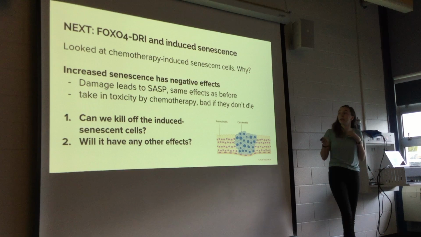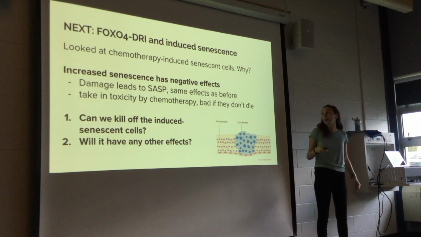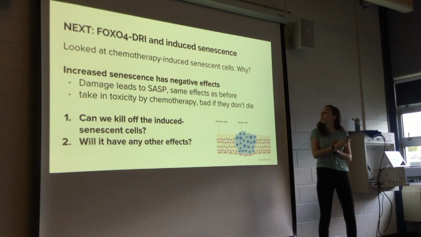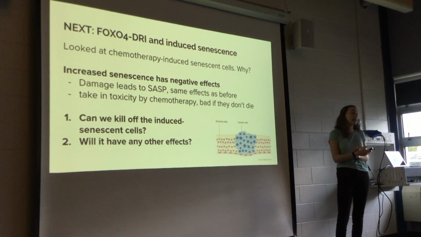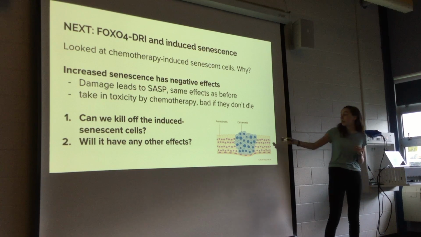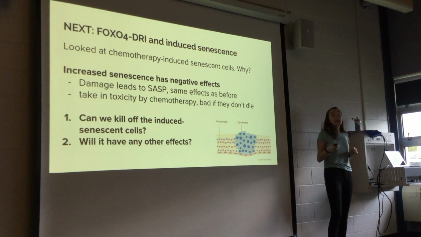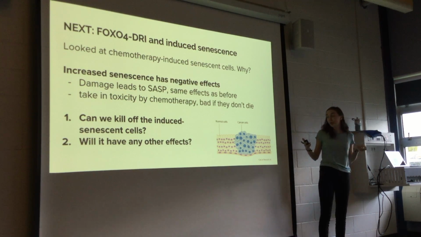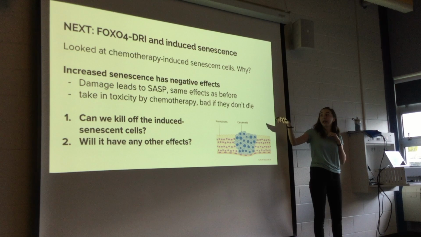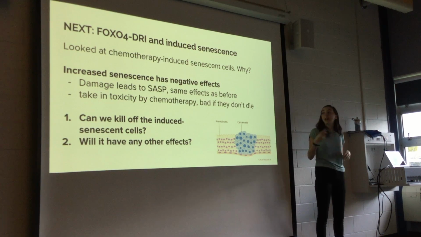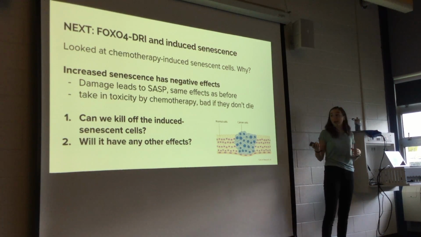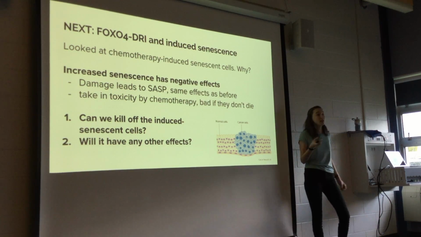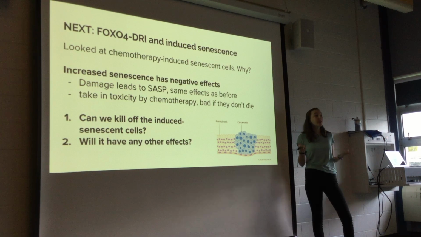So why would they even look at this? Well, in this case, also increased senescence has negative effects. First, chemotherapy right now is not as targeted as it could be, and it ends up targeting these normal cells around the cancer cells. Those normal healthy cells become senescent, and again, increased levels of senescence has that SASP, that inflammatory effect that leads to aging and damages the tissue around it. But also, this means that those senescent cells, since they're not dying, are taking in this toxicity from chemotherapy, which has negative effects on the body.